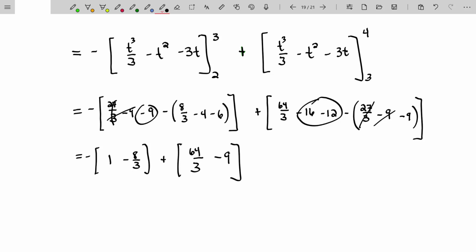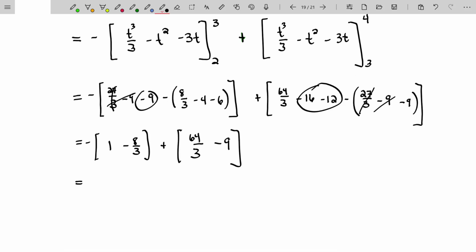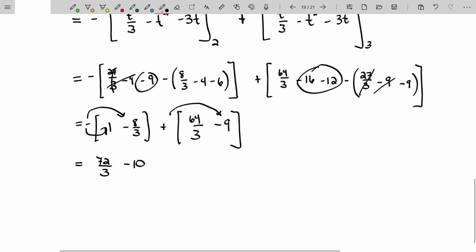And now combining things up, right? So I have a positive 8 thirds and another 64 of them. So I have 72 thirds. Just make sure my math is right. Yep. I have a negative 1, losing another 9, so minus 10. 3 goes into 72 24 times. That's 14.